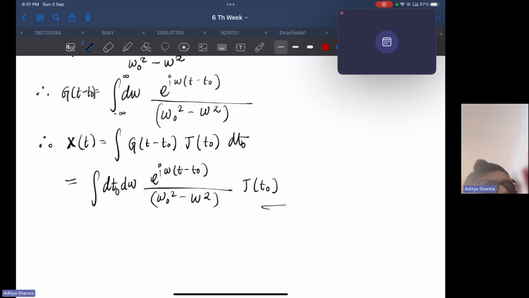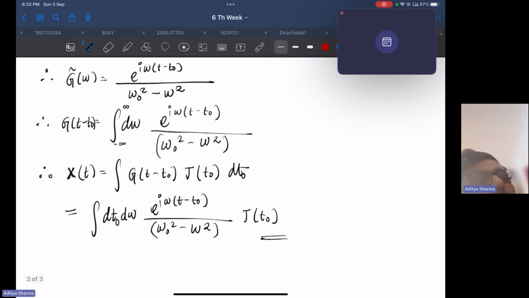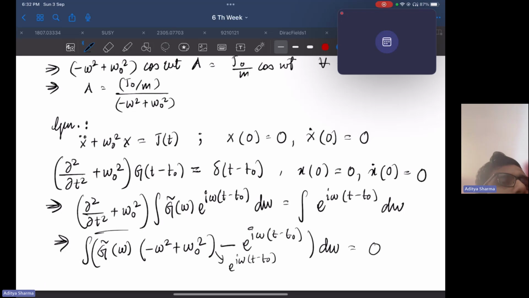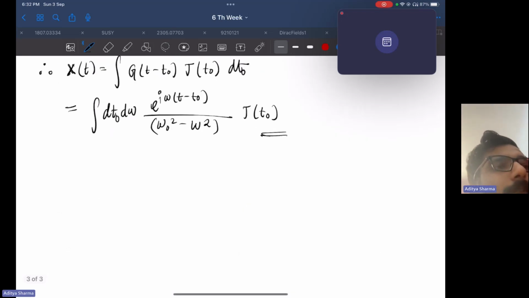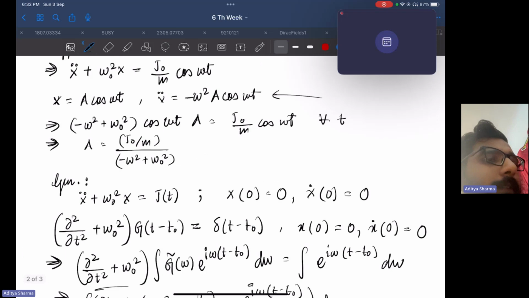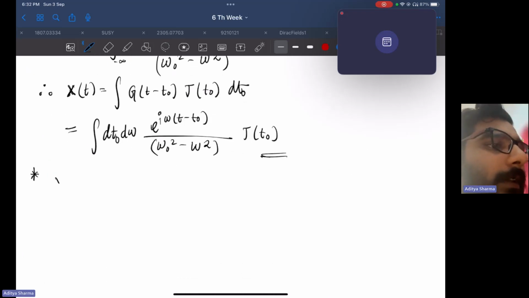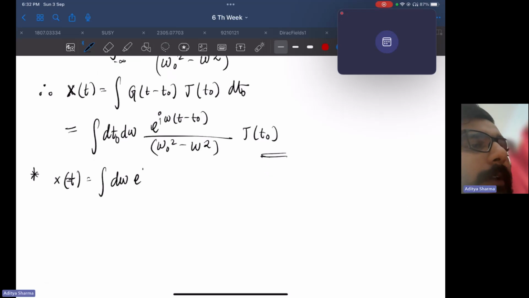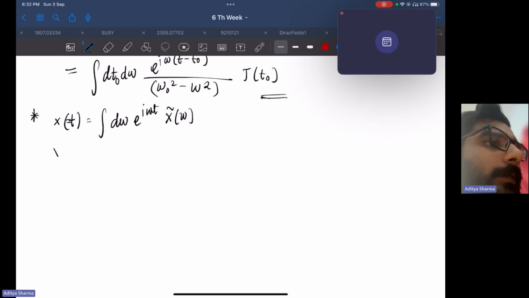So this will be our solution. And we are going to put the boundary conditions after solving this also. So this is how to find this x of t. There's another way to solve this, that is by directly doing this, and that will directly write x of t as the integral of d omega e to the power i omega t x tilde of omega. So it's double that, and Fourier, writing j also in the Fourier basis.